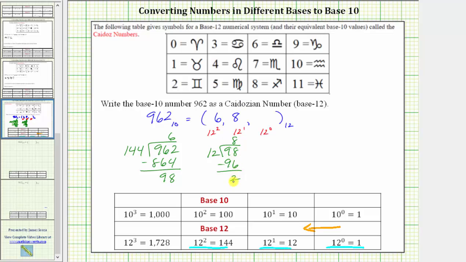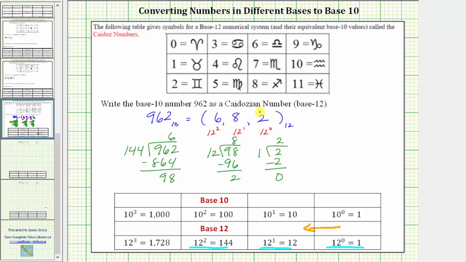And now we take the remainder of 2 and we divide by the next place value. But the 12 to the 0 place value is the 1's place value. And of course 2 divided by 1 is 2. And therefore we have a 2 in the 1's place value.